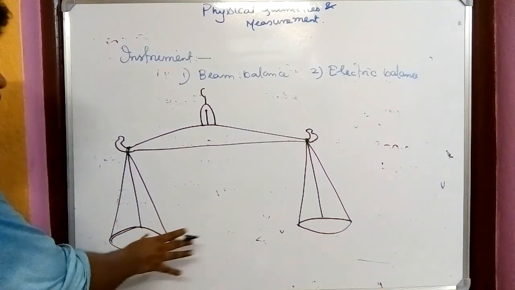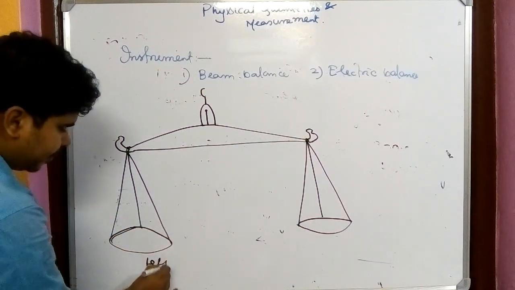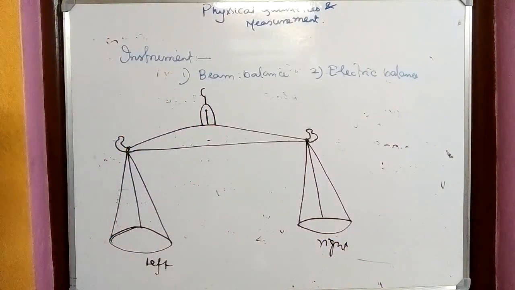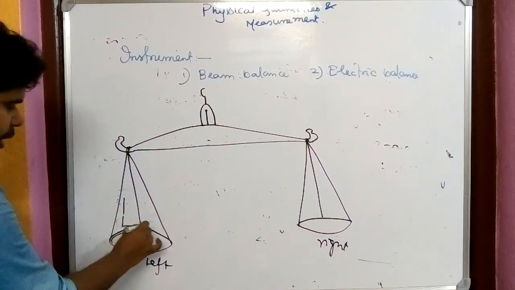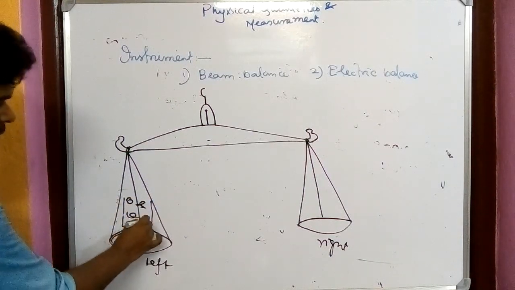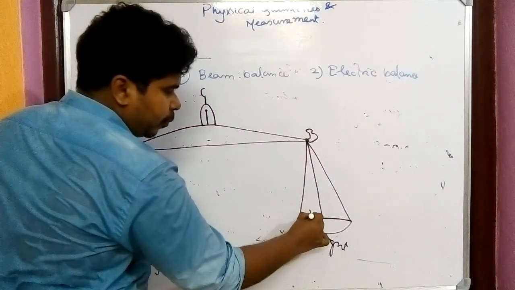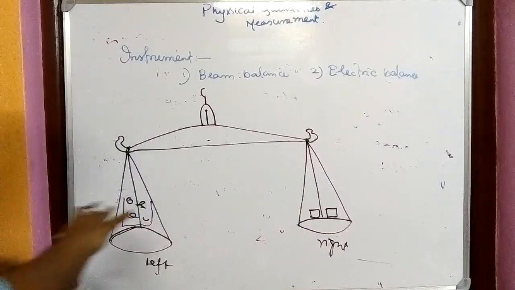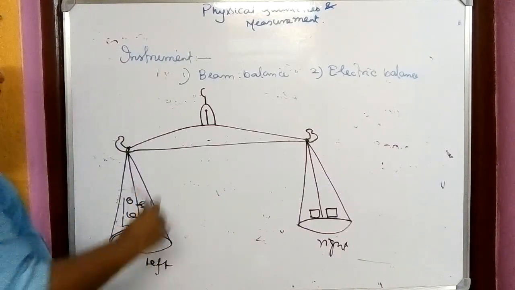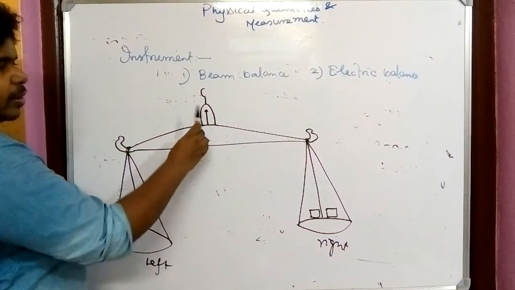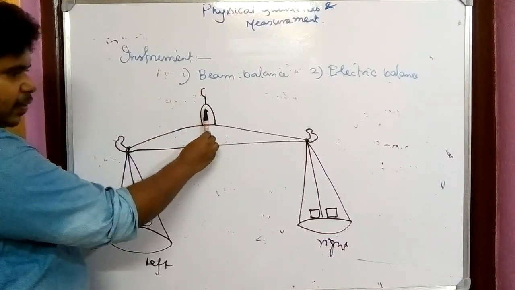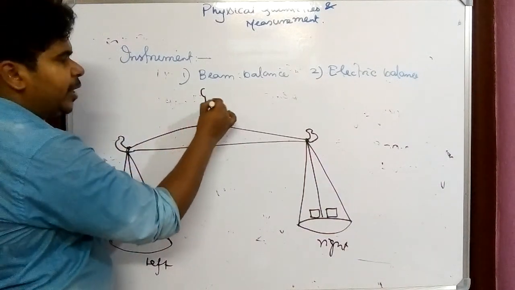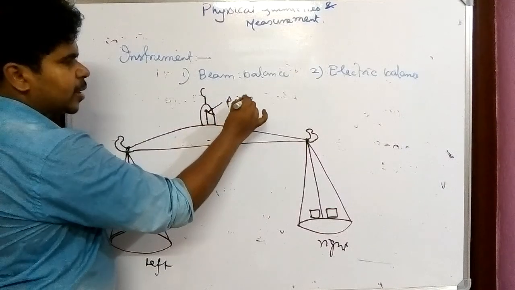So there are two pans. This is the left and this is the right pan. Generally in the left pan we keep the object. Assume the substance we have put here, and in the right pan we have put some weights. So when it is equal, this is a straight line I have drawn. This is an indicator. If you see a beam balance, this is called an indicator or a pointer.